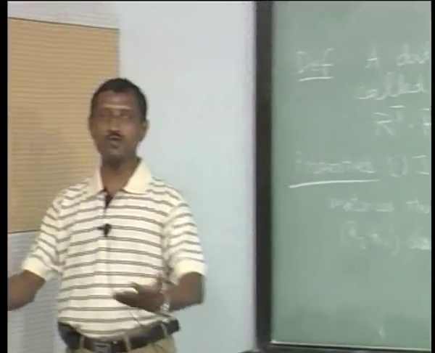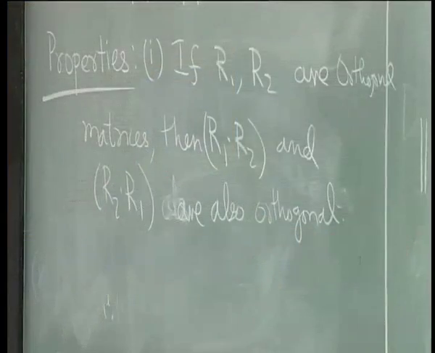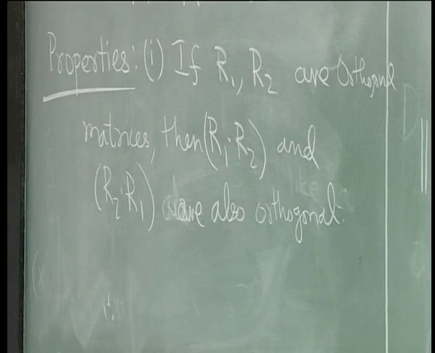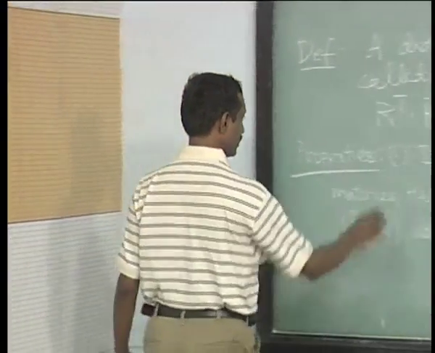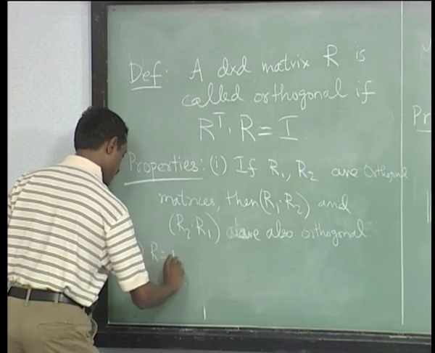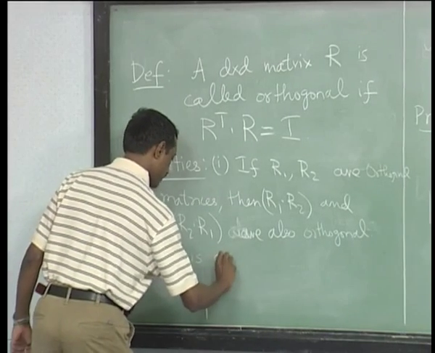This is extending whatever we know. If you follow 2 rotations by another rotation, the combination will give you another rotation. Second bit is identity. R equal to identity is an orthogonal matrix.